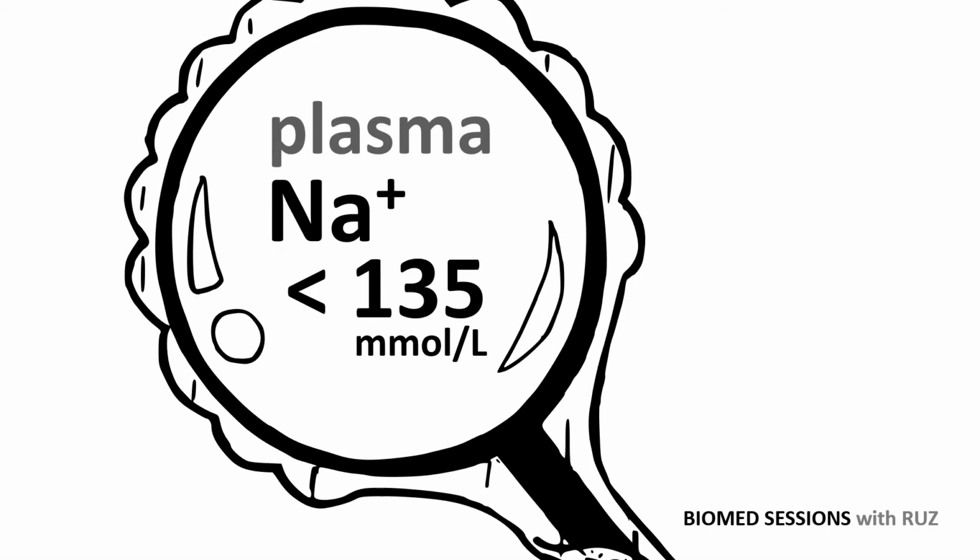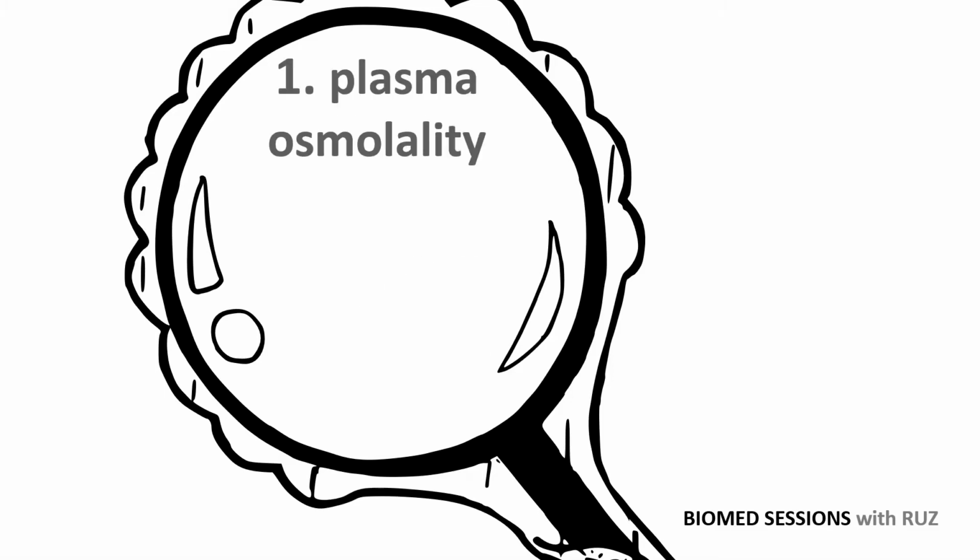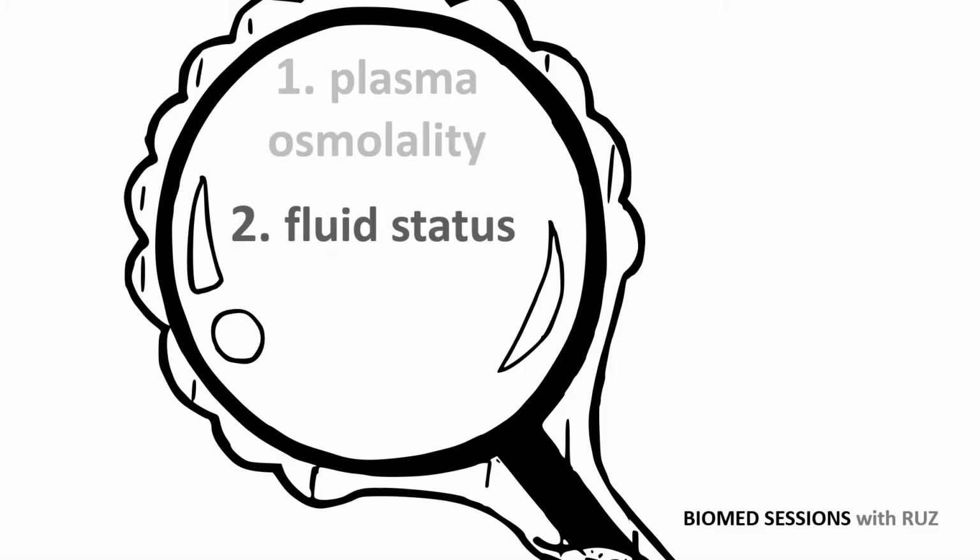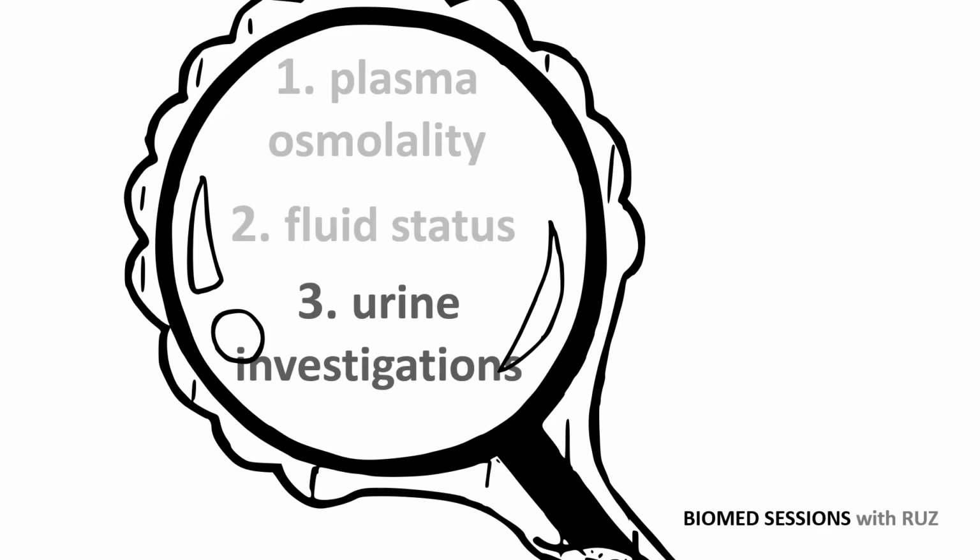Hyponatremia is not a disease in itself. It is just a clue. To find out the underlying cause, we need to interpret the history, examinations, and investigations properly. After noting a low blood sodium, the three main steps are: 1. Looking into plasma osmolality, 2. Assessing fluid status, 3. Urine investigations, as in urine osmolality and sodium.